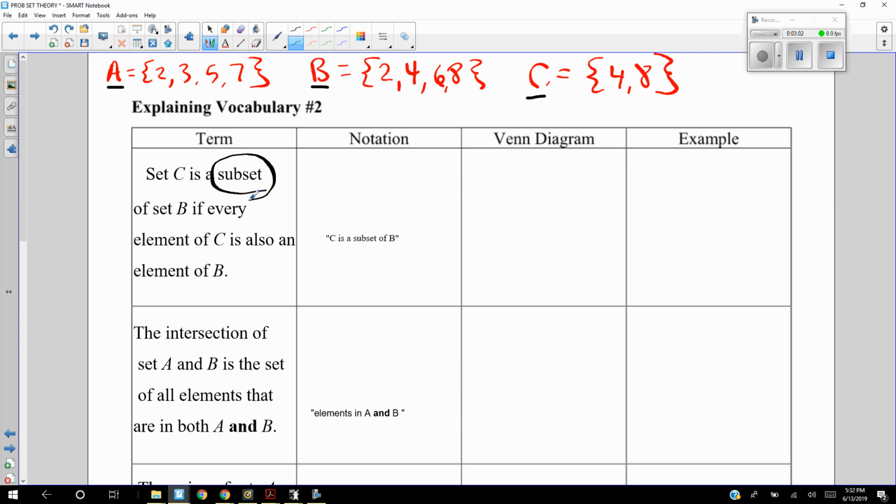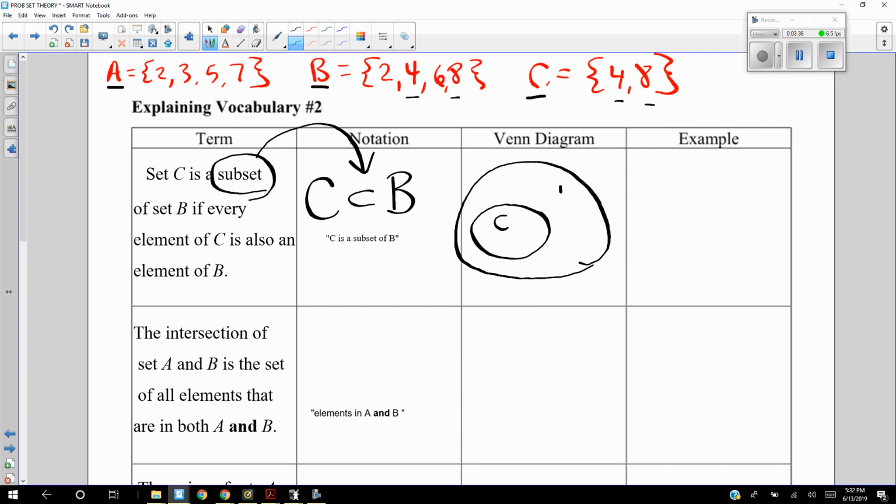So let's check that out. The elements that are in C are 4 and 8. Are both of those elements also in set B? Yeah. So that means set C is a subset, and there's the notation, of set B. Set C is nested on the inside of set B. The Venn diagram for this problem, what it would look like, we're going to start by drawing a circle for set C. And it's going to be nested on the inside of set B, since C is a subset of B.